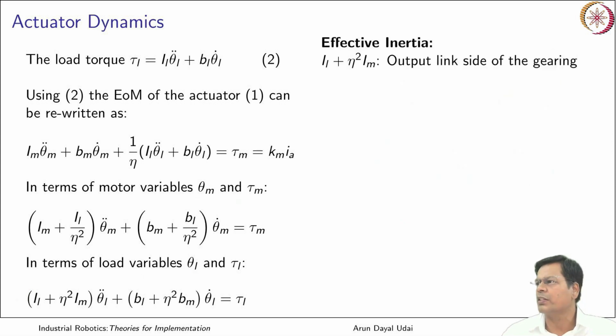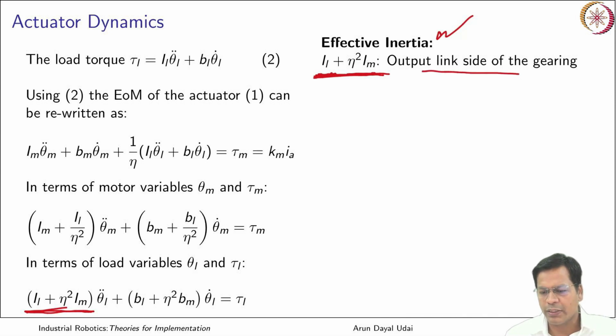Now let us see what these two equations tell me. So effective inertia is IL plus eta square Im. This is the effective inertia which goes to the motor. So on the output link side of the gearing, the total moment of inertia that it will feel is due to its own inertia and due to the rotor shaft inertia. That is multiplied, you see, so more inertia you will feel. So total inertia is eta square Im plus IL.